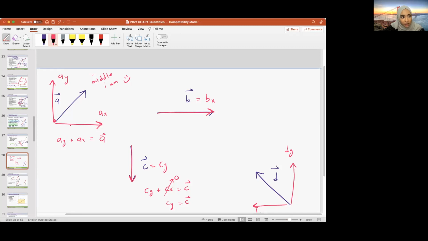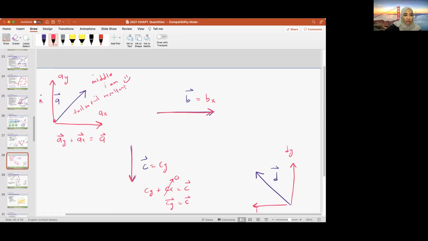Is AY and AX a scalar or a vector? Vector. Why is it a vector? The direction. There's a direction. I can actually write it like this. Boleh. So AY vector plus AX vector gives me A vector. So A vector ni macam resultant, macam tail to tail resultant. Kalau nampak lah. Some people don't see this.